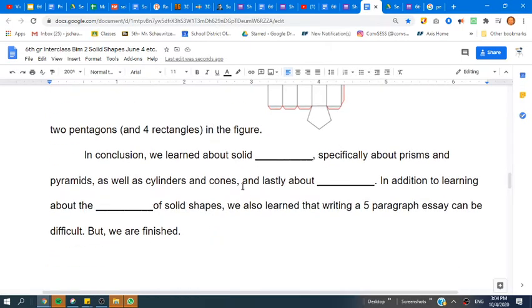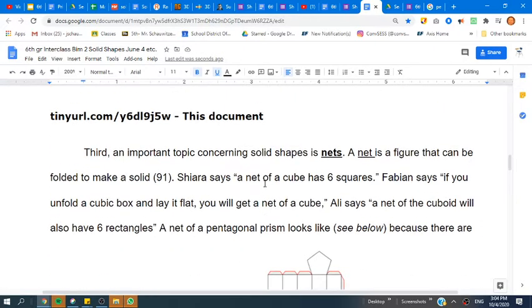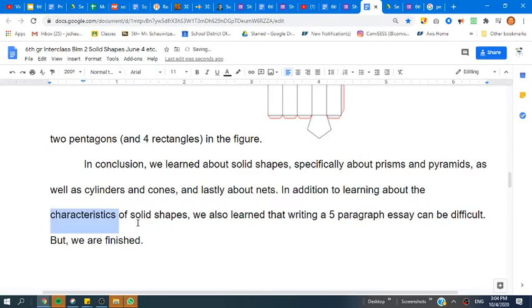In conclusion, we learned about solid shapes, specifically about prisms and pyramids, as well as cylinders, cones, and lastly about what? What was that last paragraph we just talked about? Nets. In addition to learning about the characteristics of solid shapes, we also learned that writing a 5-paragraph essay can be difficult, but we finished. Yeah, so we learned about the characteristics of those solid shapes.